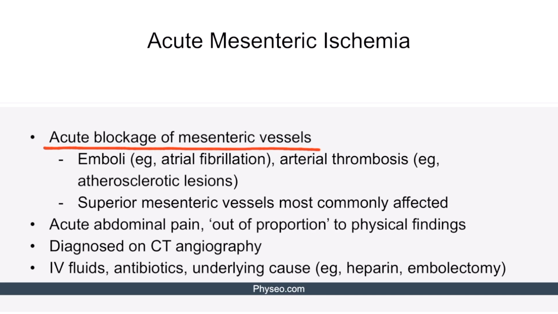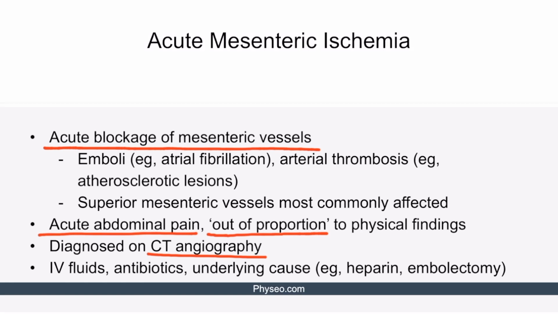How does this present? Well, the classic feature is acute abdominal pain. It hurts super bad. In fact, it's described as out of proportion to what you would expect based on the exam. And diagnosis can be made using CT angiography. And that makes sense why you'd want to use angiography specifically, because here we're talking about these vessels, and you want to be able to see them. So simply doing a CT scan isn't really going to cut it.